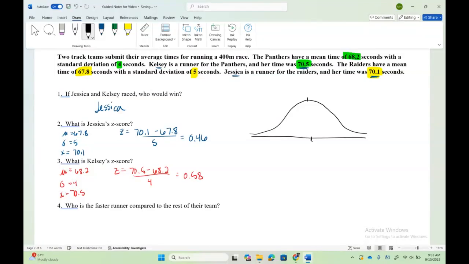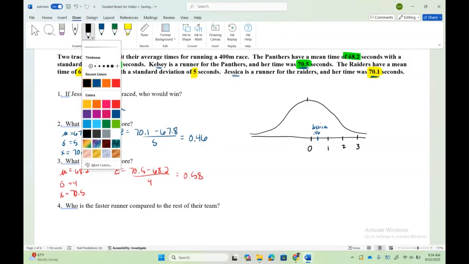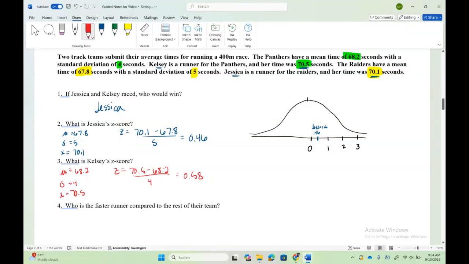All right. When we standardize this information and put it on z-scores, it doesn't matter that their teams had different means, because now everyone has a mean of 0 and a standard deviation of 1, 2, and 3. So Jessica would land at 0.46, like right here. And Kelsey is 0.58.